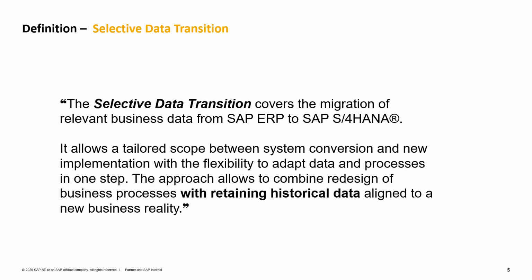To talk about the selective data transition, let's start from the definition. This is an approach that combines some of the characteristics coming from system conversion and new implementation in the same project. This approach allows you to combine the flexibility of adapting and changing the business processes while retaining all the historical data that will need to be aligned to the changes done in the processes.